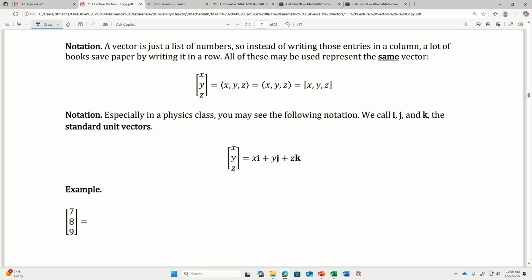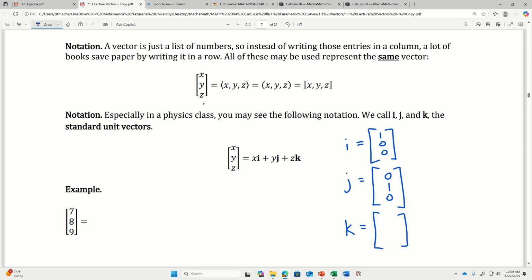I like to write vectors as columns, and so that's going to be my deal. I'm just going to use column vectors the whole semester. But in a similar vein, if you're in a physics class, I, J, and K are called standard unit vectors. And the vector I is the 1, 0, 0 vector. It's a unit vector in the x direction. The vector J is 0, 1, 0. It's a unit vector in the y direction. And the vector K is 0, 0, 1. So it's a unit vector in the z direction.